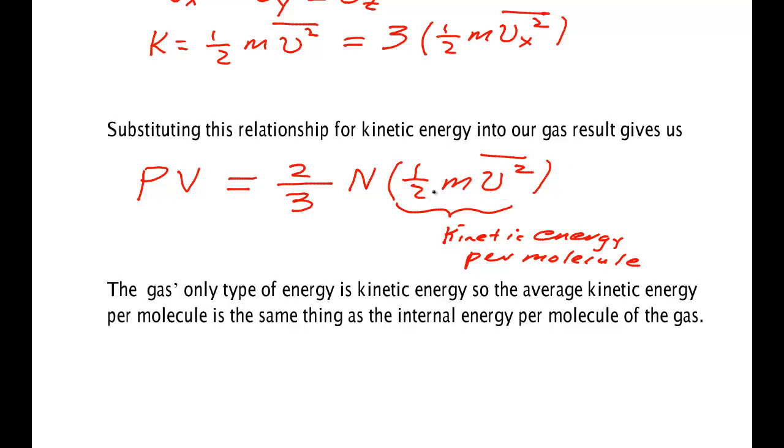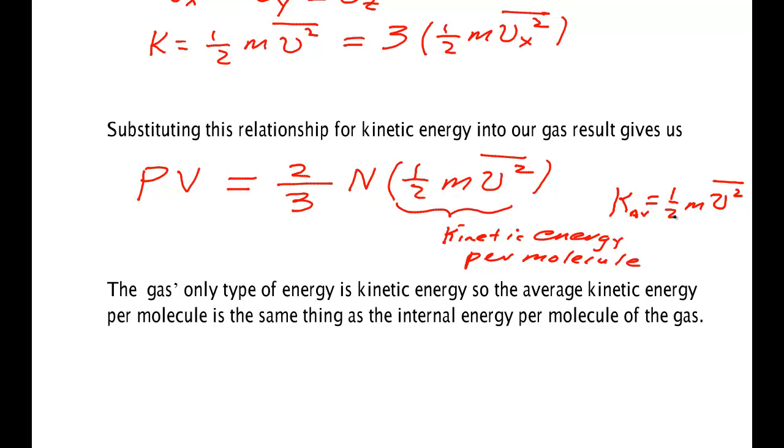And if we look at this, 1/2 mass times the average of speed squared, this is the average kinetic energy. So K, the average energy for a single molecule, is 1/2 m v squared bar. So that's the energy of one molecule. N times that is the total kinetic energy of all the molecules.